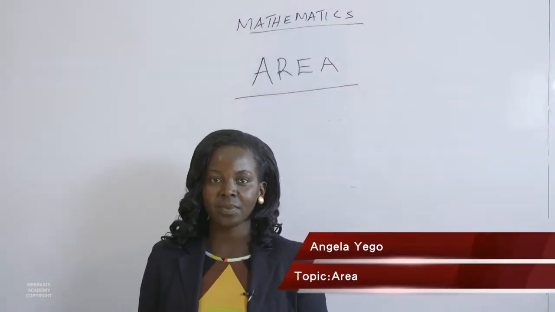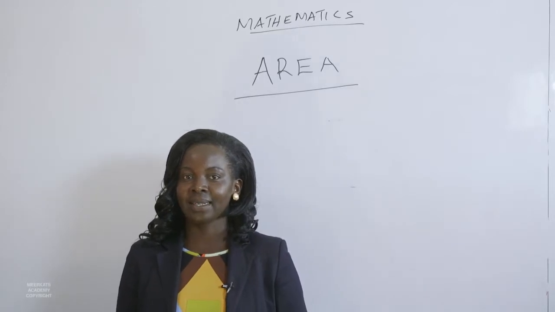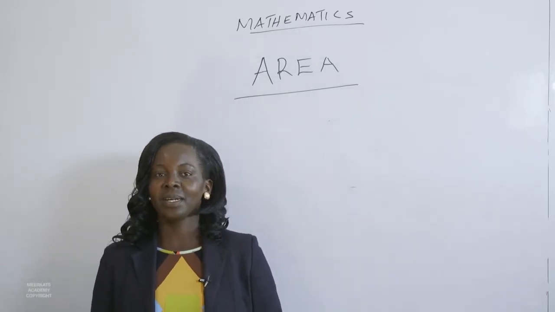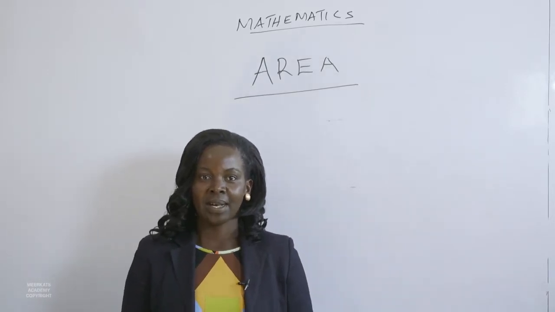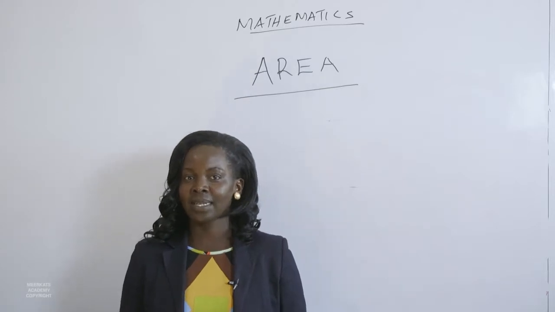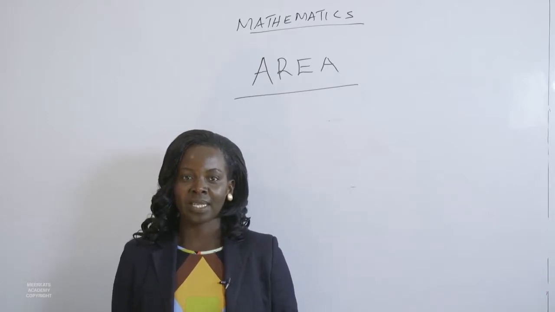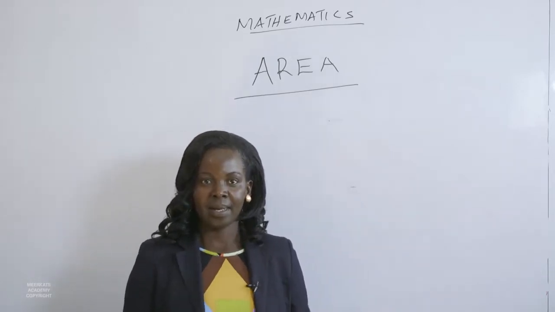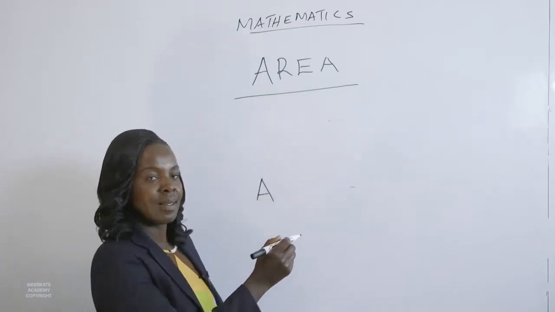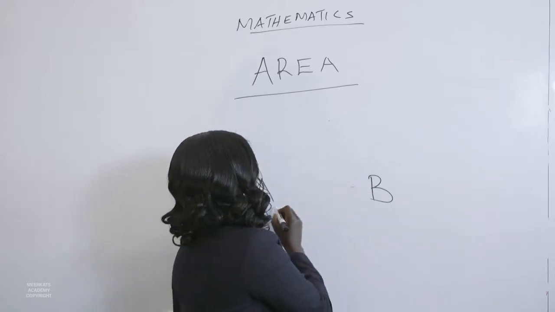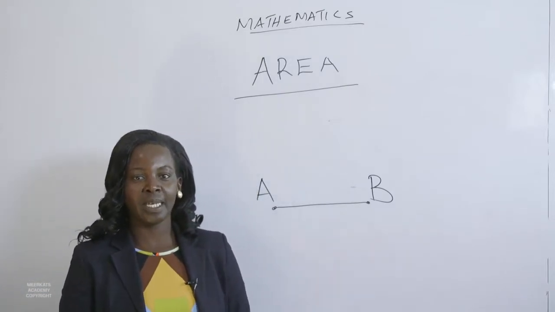Hello. In our last lesson, we learned about the length and perimeter. And if you can remember, we defined length as the distance between 2 points, while perimeter, we said it refers to the distance all round and outside of a shape. Let's see if we can still remember. We said from point A to point B is length.